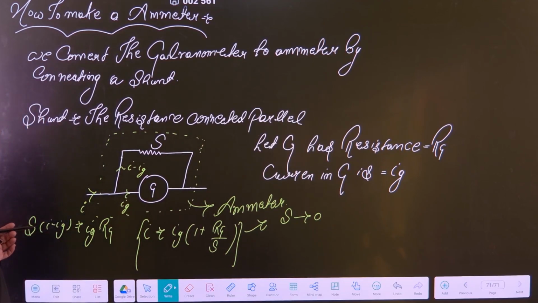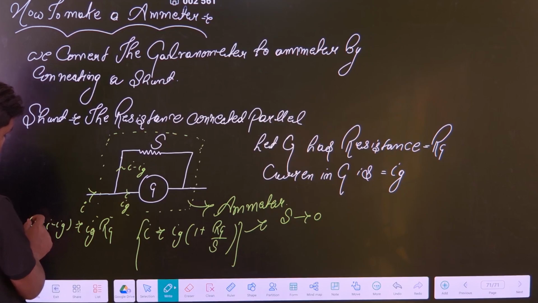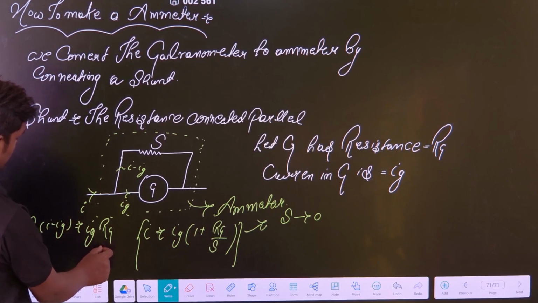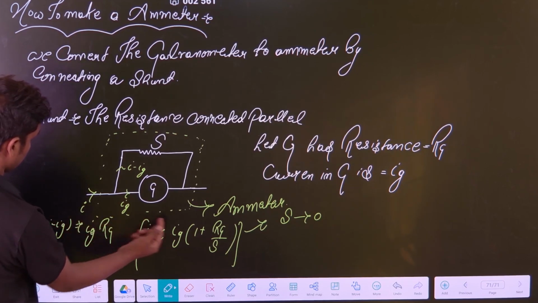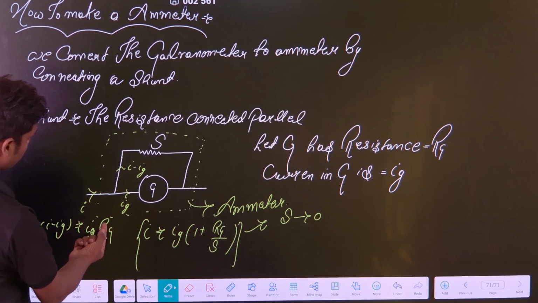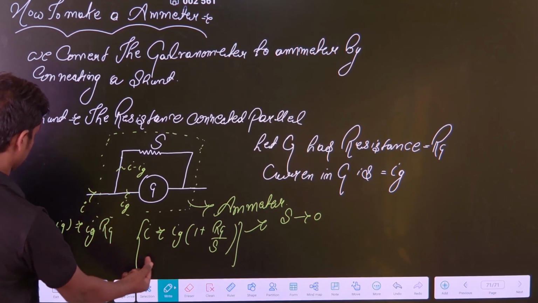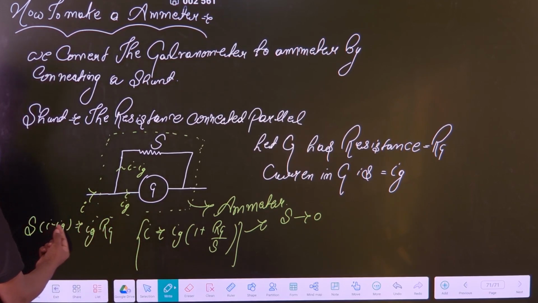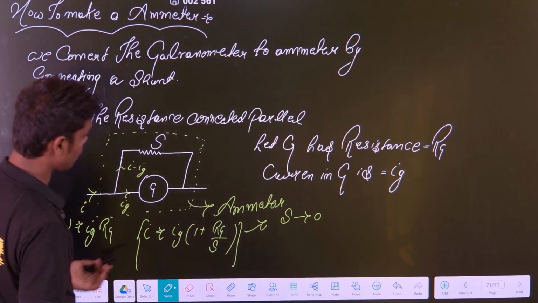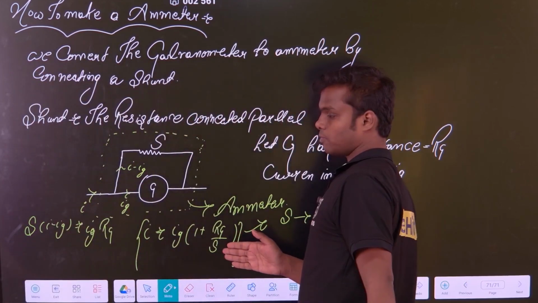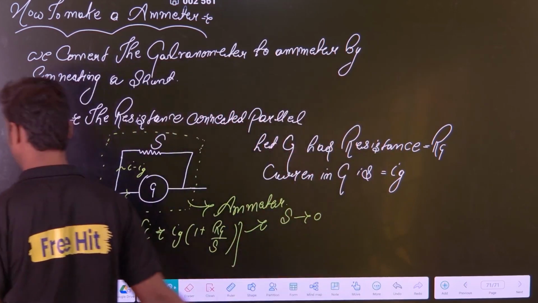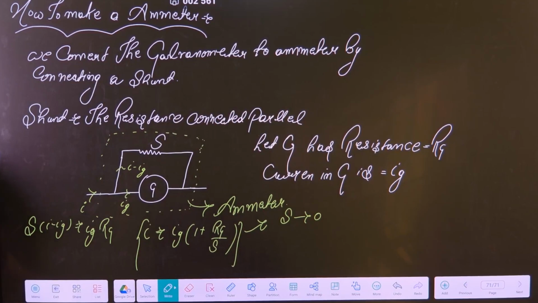You can see as S is going to, or you can just bring it to the denominator. What I did, I just brought this to a denominator, and I brought Ig to that side, then I have taken Ig common, so it will become Rg upon S plus 1. Rg upon S plus 1, that is the I value. So if my S approaches, first you note it down up to here, then I will write it.